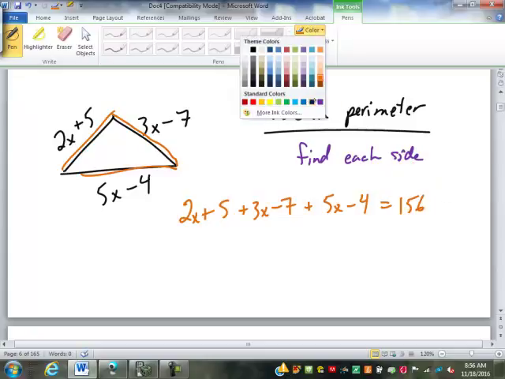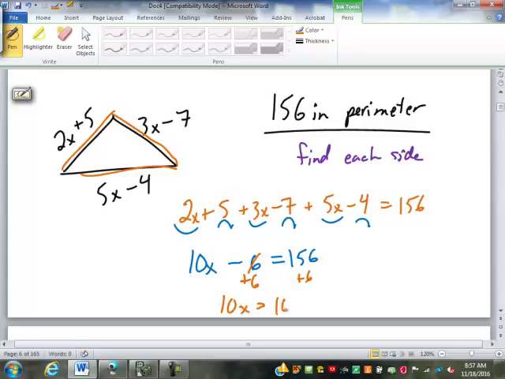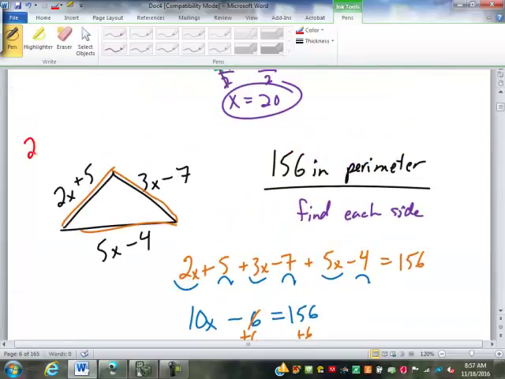We'll leave the inches off of it for now. So combining 2x, 3x, and 5x make 10x. Positive 5, negative 7, and negative 4 make negative 6. Equals 156. What do we do next? Add 6. So 10x equals 162, and then divide by 10. So x equals 16.2.